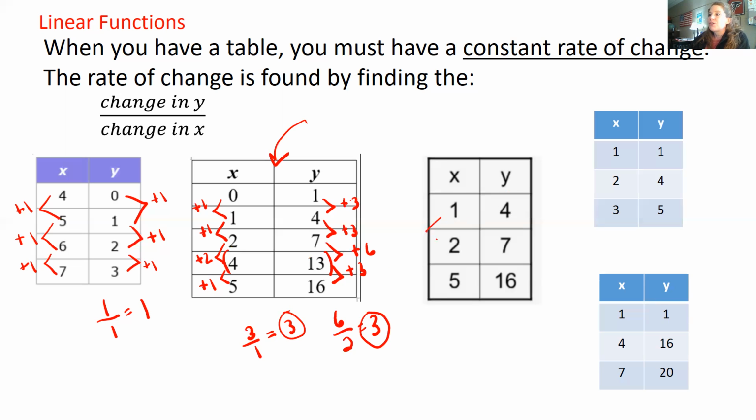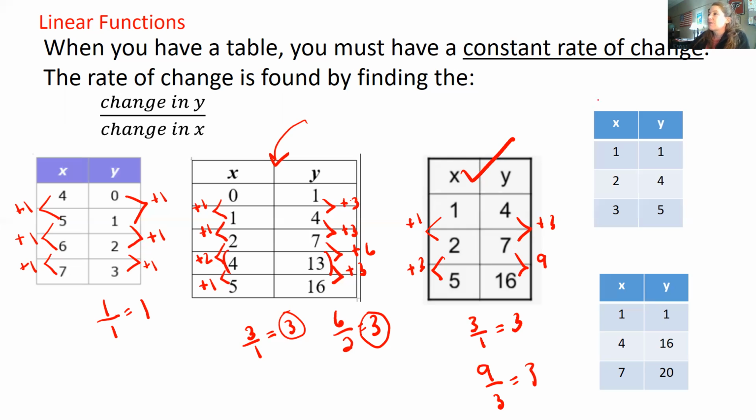How do you go from 1 to 2? You add 1. From 4 to 7, you add 3. From 2 to 5, we add 3. From 7 to 16, we add 9. So if we put the change in y over the change in x, we get 3. And then the second change, the change in y is 9, the change in x is 3. That is also a rate of change of 3. So this one is also linear. Okay, so all 3 of those first tables are linear.